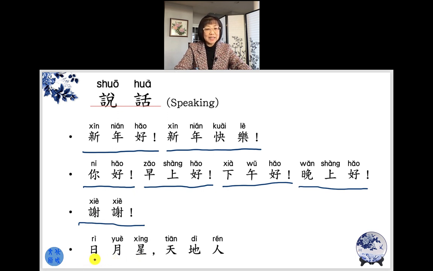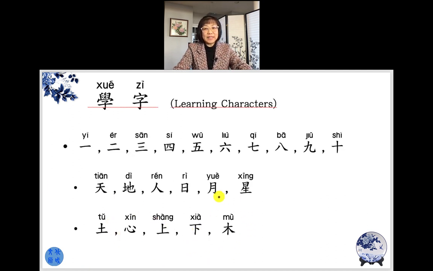Last line. 日月星. That's this one. 天地人. All these are the new characters you've learned so far. Top line, the numbers from 1 to 10.